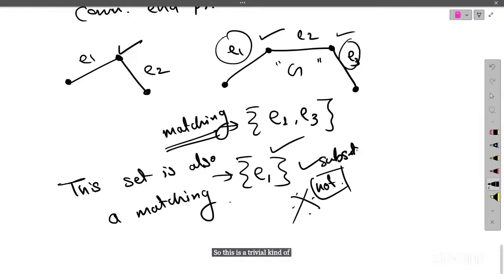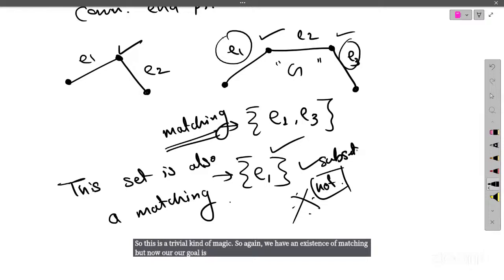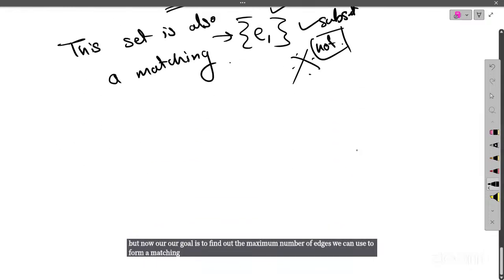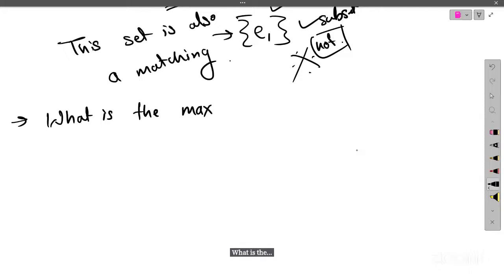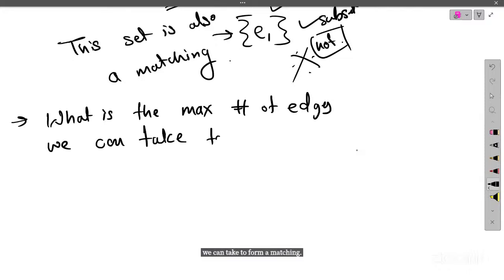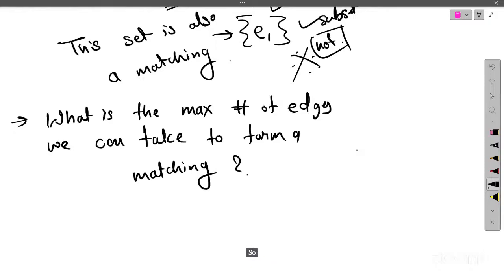So again, we have an existence of matching, but now our goal is to find out the maximum number of edges we can use to form a matching. So that's our question: what is the maximum number of edges we can take to form a matching? So this is the question we need to answer.